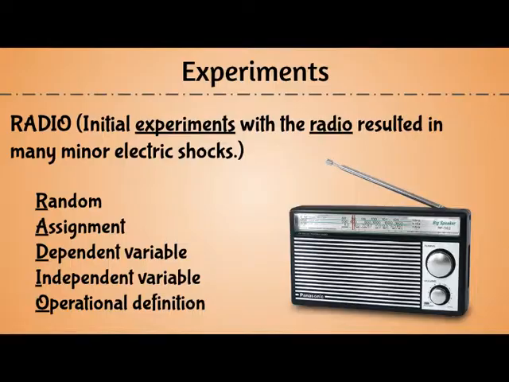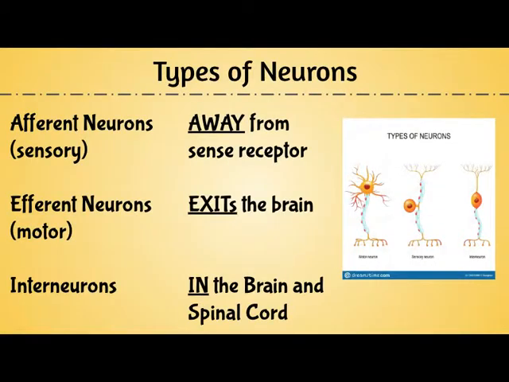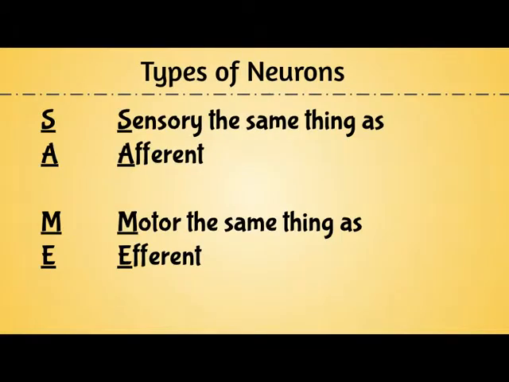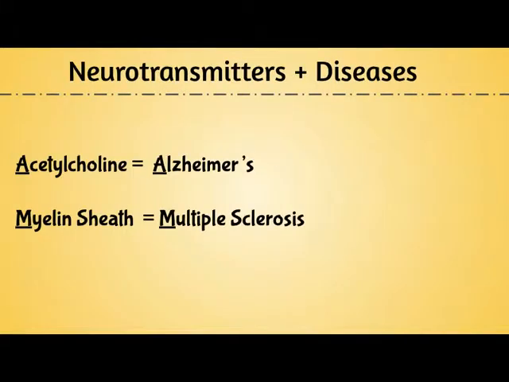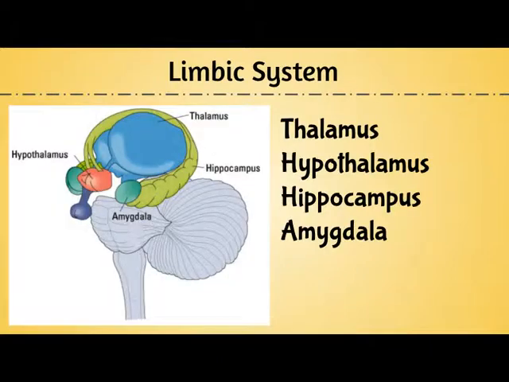And then we know the SAME acronym, right? We got that one down. So sensory is the same as afferent. And then here, the afferent neurons are toward the brain from the sensory receptors, efferent exit the brain, and then the interneurons are in the brain and spinal cord. We got that already, right? The acetylcholine and Alzheimer's, and myelin sheath, multiple sclerosis.